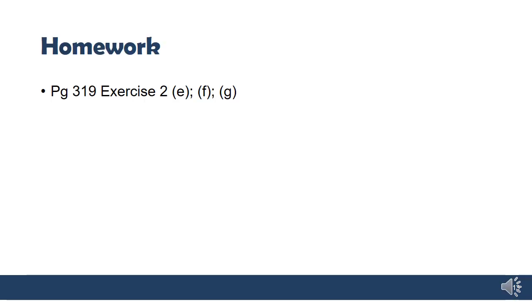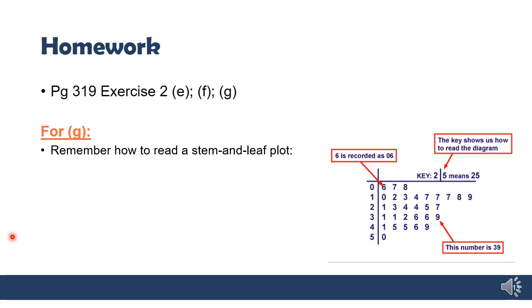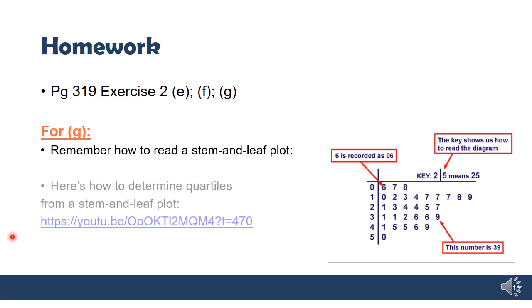You only have 3 exercises for homework tonight, so E, F, and G on page 319. For G, you need to remember how to read a stem and leaf plot. So if you need help, I've included a little diagram here to remind you. You also need to know how to determine quartiles from a stem and leaf plot. So if you need, you can click this link in the notes and it will take you to my grade 10 video where we talk about that.